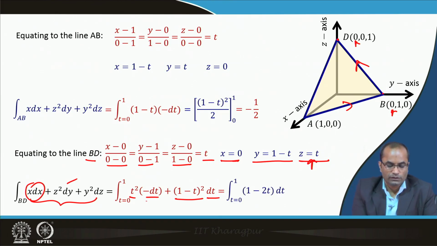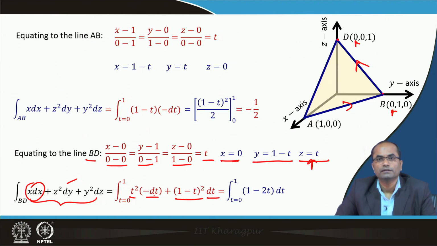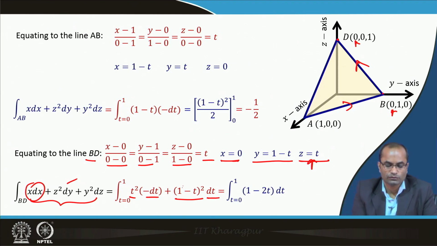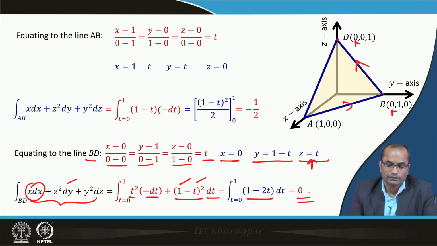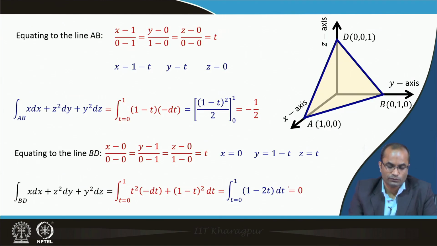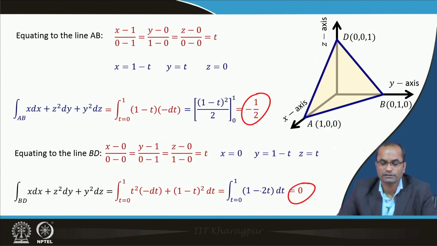Well, we can simplify this. We have minus t square there, and we get t square from the other term, which cancels out. We get 1 minus 2t, and that value will be 0 when we integrate it. So, along BD the value of the integral is 0, and along AB the value was minus half.